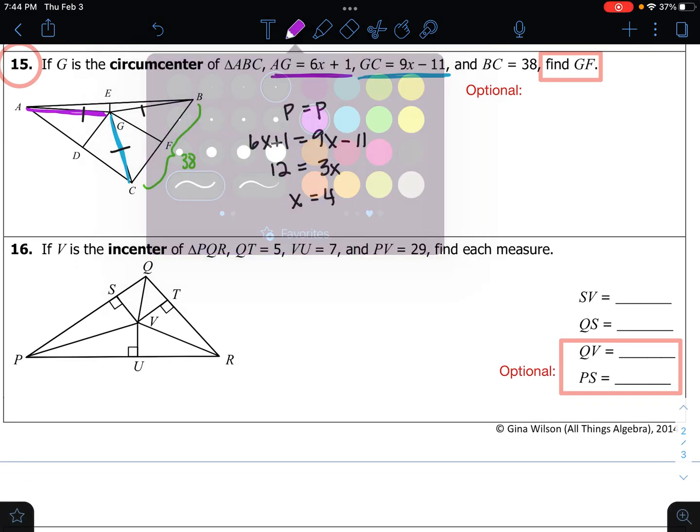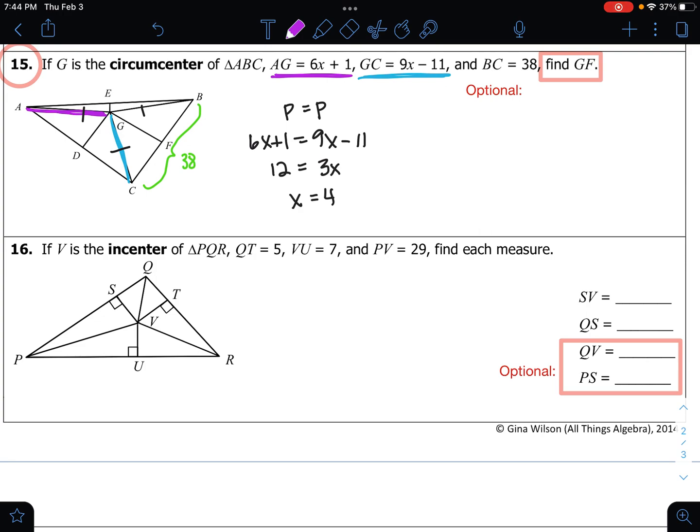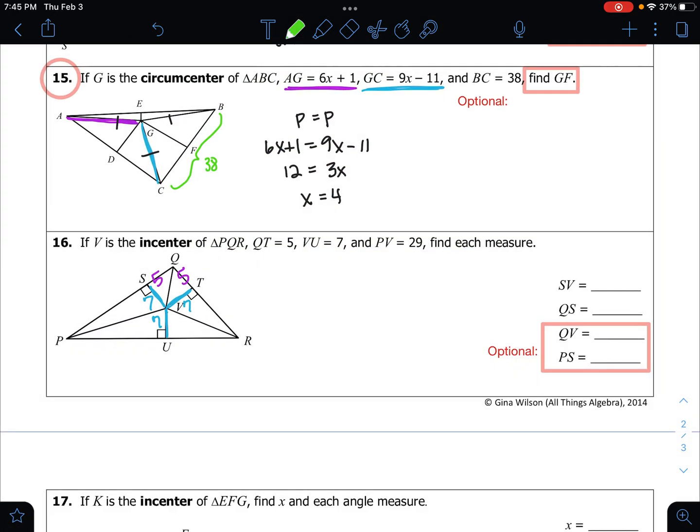All right, number 16. V is the incenter. So incenter means we're dealing with angle bisectors. So keep that in mind. You can use your notes for angle bisectors for this one. QT is 5. So since these are angle bisectors, they're equal on both sides of the angle. So that's also going to be 5. And VU is 7. So this is 7, that means this is 7, so all of those segments are 7. And then PV is 29.